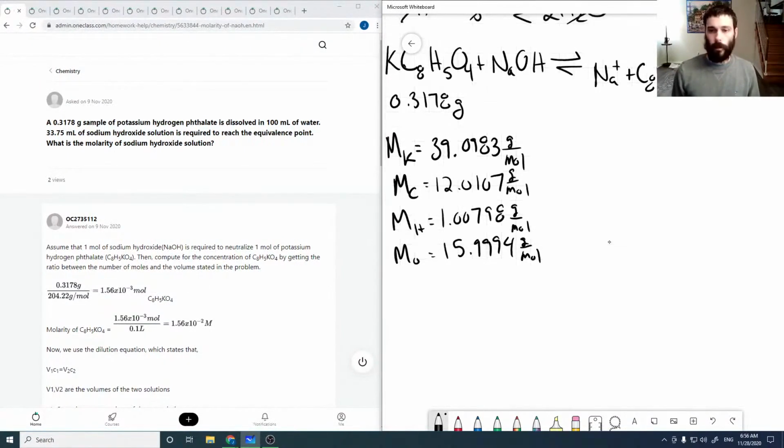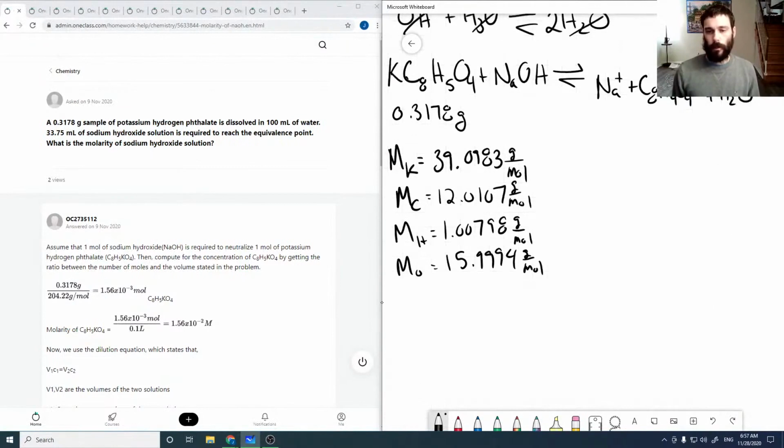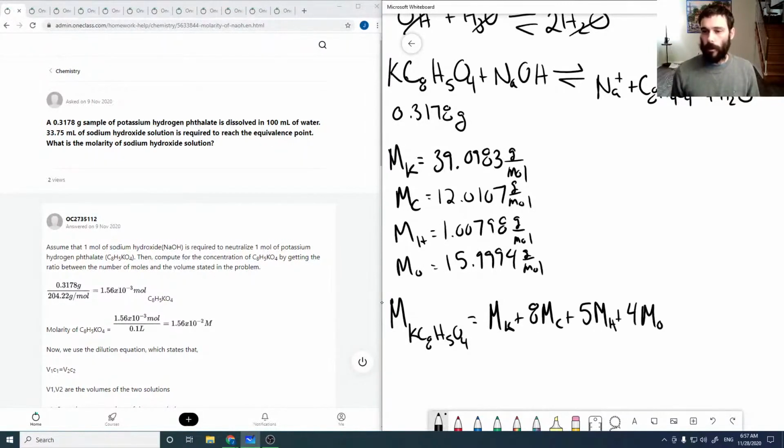All right, so the molar mass for potassium hydrogen phthalate is just the mass of potassium plus 8 times the mass of carbon plus 5 times the mass of hydrogen plus 4 times the mass of oxygen. Which, if we put in the appropriate values and run them through our calculator, we get 204.2214 grams per mole.